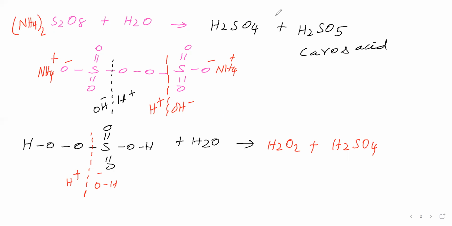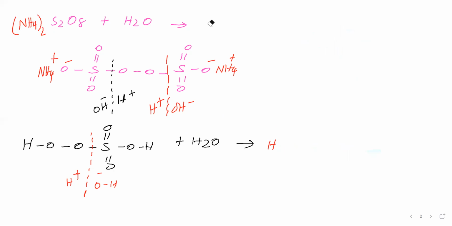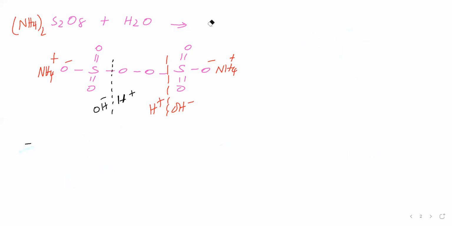Therefore, what are we getting now? What is the product we will get? This (NH4)2S2O8 on vacuum distillation, we are getting, at the center you can see in the structure, hydrogen peroxide. Here we are getting hydrogen peroxide. This is NH4HSO4. This is also NH4HSO4. So we got hydrogen peroxide.